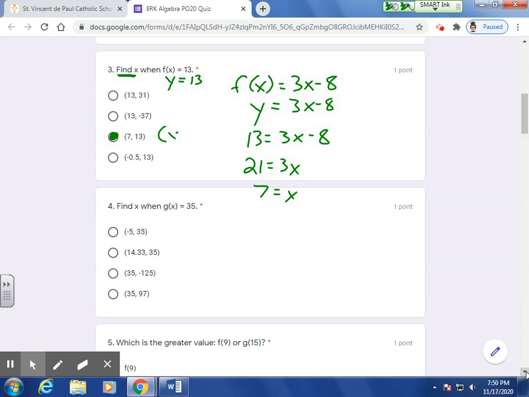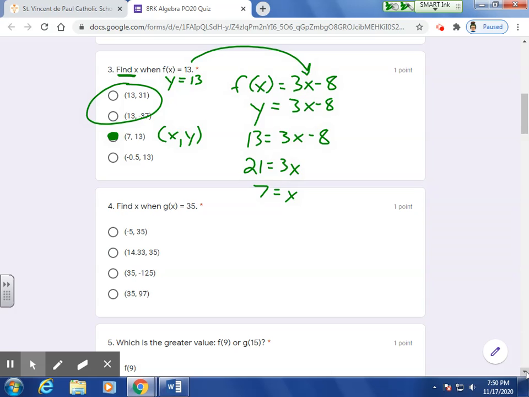X always comes first. Okay? So x of 7, y of 13, 7, 13. If you plugged in 13 for x instead of y, then you would have gotten one of these answers. I forget which answer it is, probably the first one. But yeah, so it says find x. It's giving you y. Again, knowing that language.